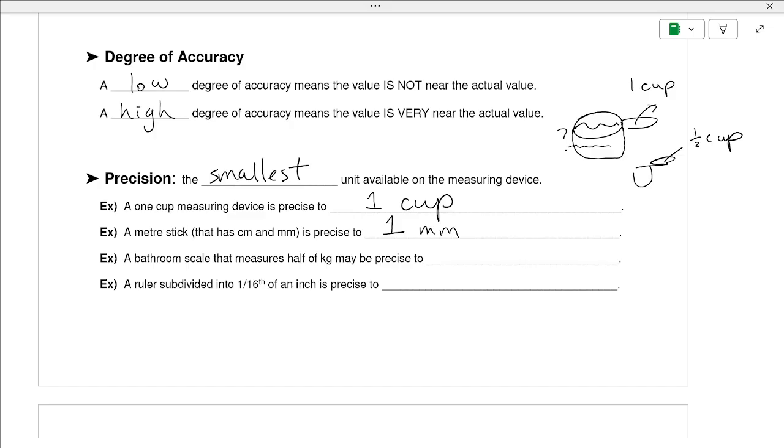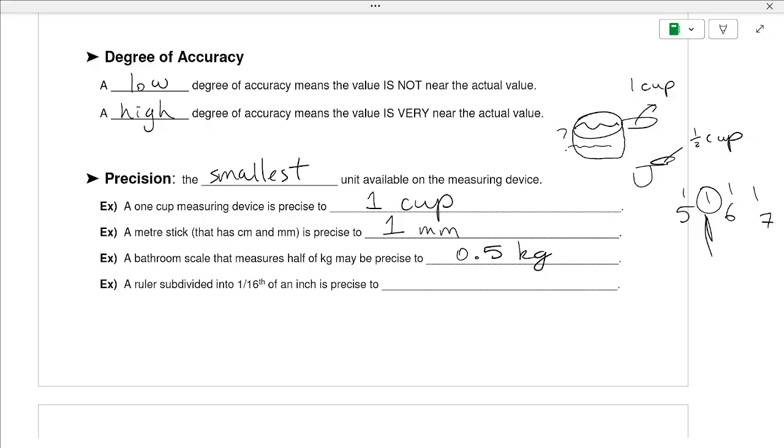A bathroom scale that you stand on measures half of a kilogram usually, right? It'll say kilograms, and there'll be a line between the 2 kilograms. So it might look like this. It might say, 5, tick, 6, tick, 7. So if the needle ends up there, you're between 5 and 6 kilograms, right? But are you 5.5? Are you 5.6? Well, you don't know. You just know that you're around 5.5. So your precision is a half of a kilogram.